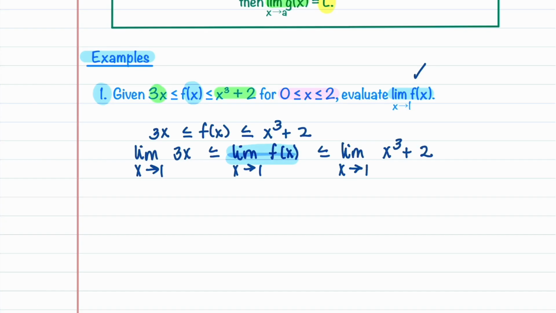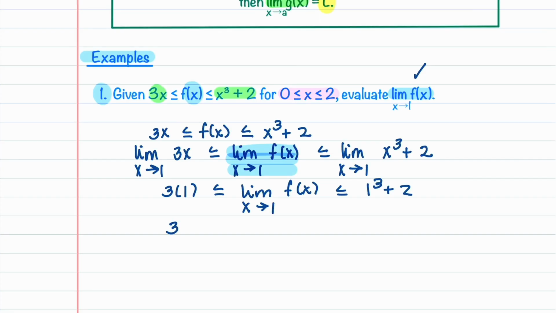This, in the middle, is what we want to find, so let's evaluate the left-hand limit and the right-hand limit. All we have to do is substitute in that x is going to 1. So on the left, we have 3 times 1 less than or equal to the limit as x goes to 1 of f of x less than or equal to plugging in 1. We have 1 cubed plus 2.